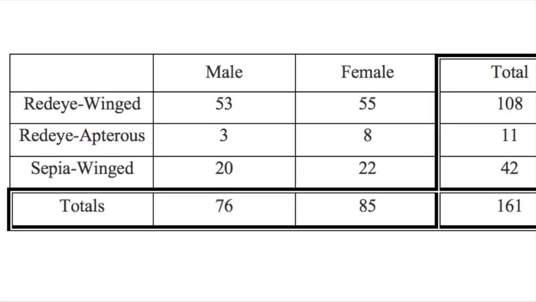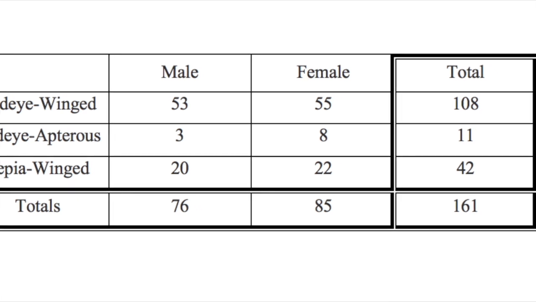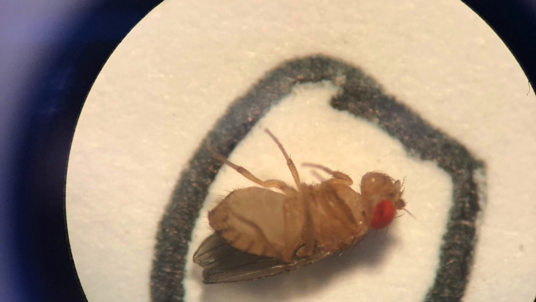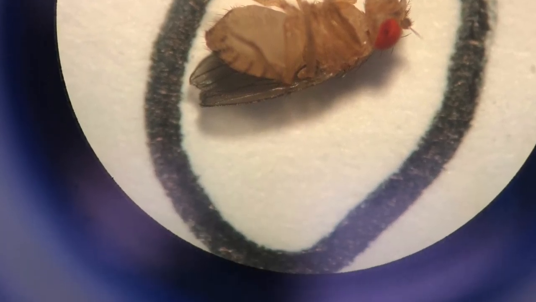The results for the F2 progeny were a total of 161 flies. 76 were male and 85 were female. There were 3 types of flies produced. Firstly, the red-eye with wings, containing 53 males and 55 females.